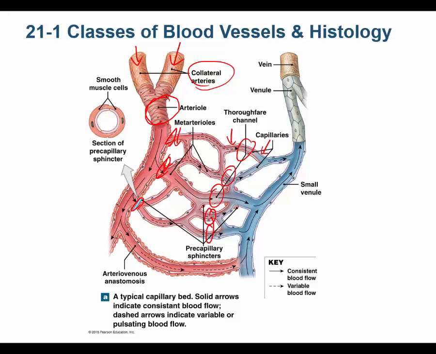And you're going to say, well, where does the blood go? Well, it goes down through and hits a thoroughfare channel. By the way, it's called a thoroughfare channel, but it can also be called an arterial venous anastomosis. An arterial venous anastomosis. All right. So the blood hits this thoroughfare channel and then hits the veins.